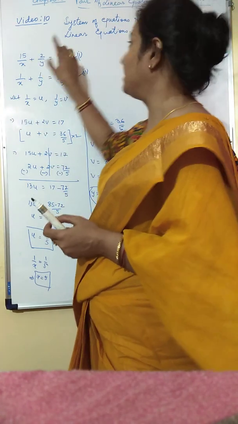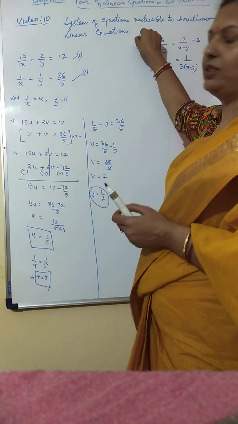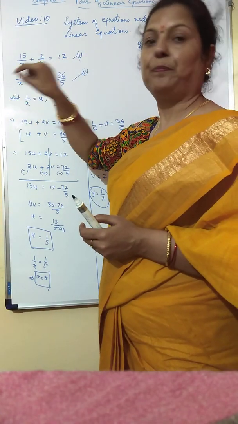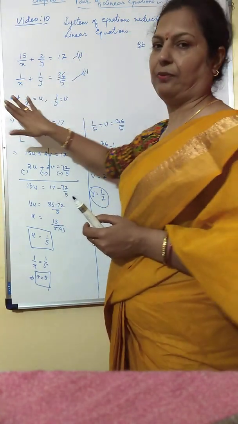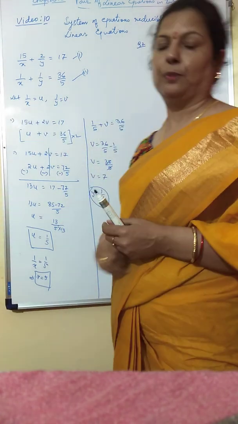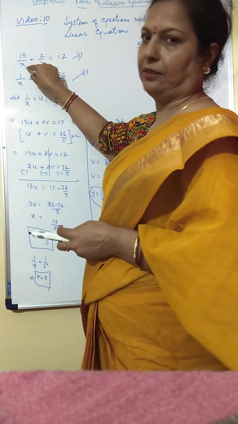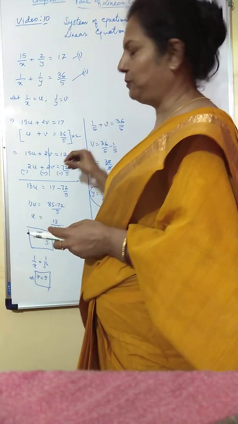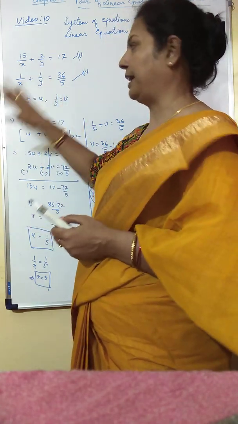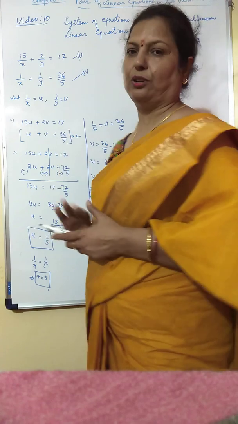Now here comes that word, reducing to simultaneous linear equations. There is the use of that word reducible to. So we will be using a new variable in place of the given variable, simplify for those values, and then we again replace it back with the original variable. Now let us see how we do it.